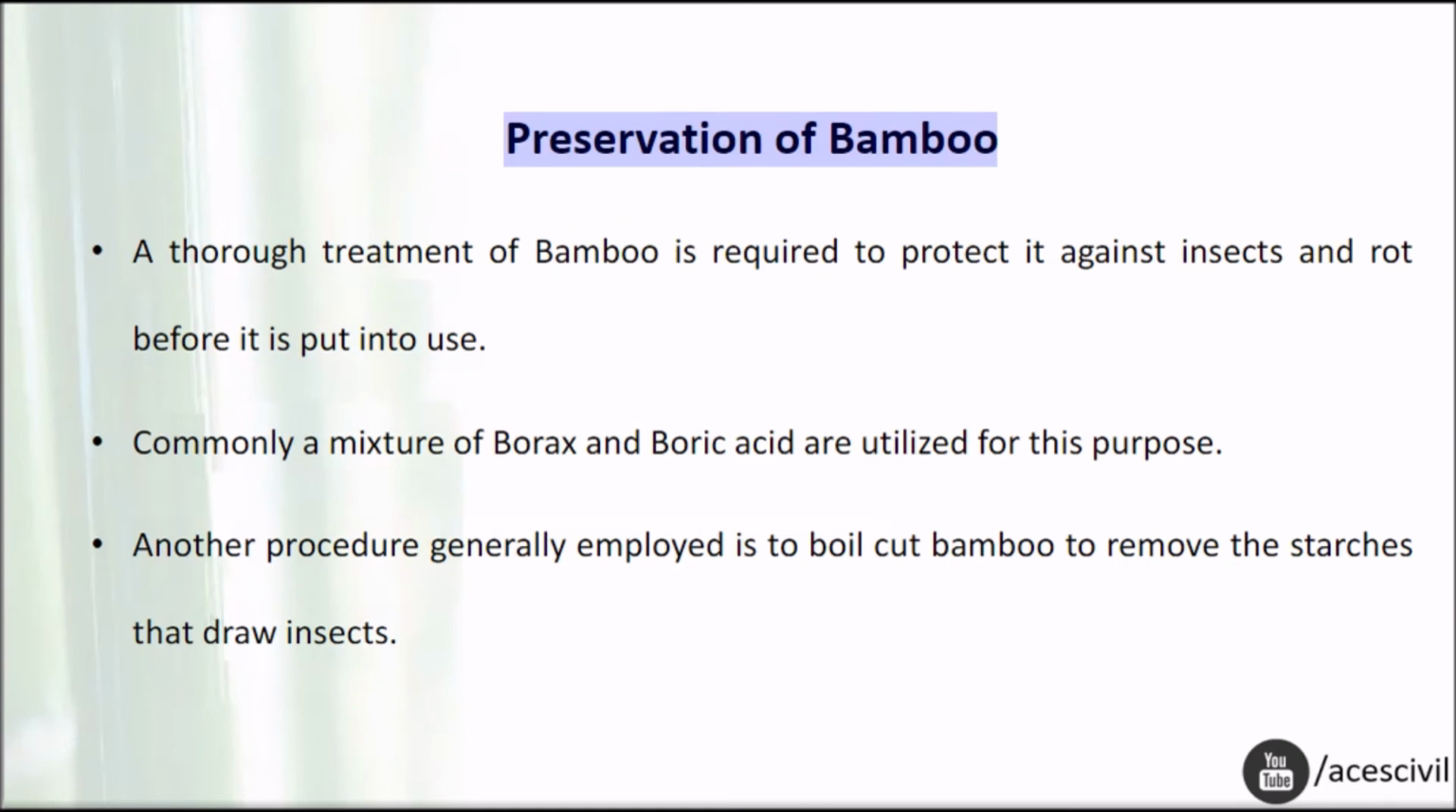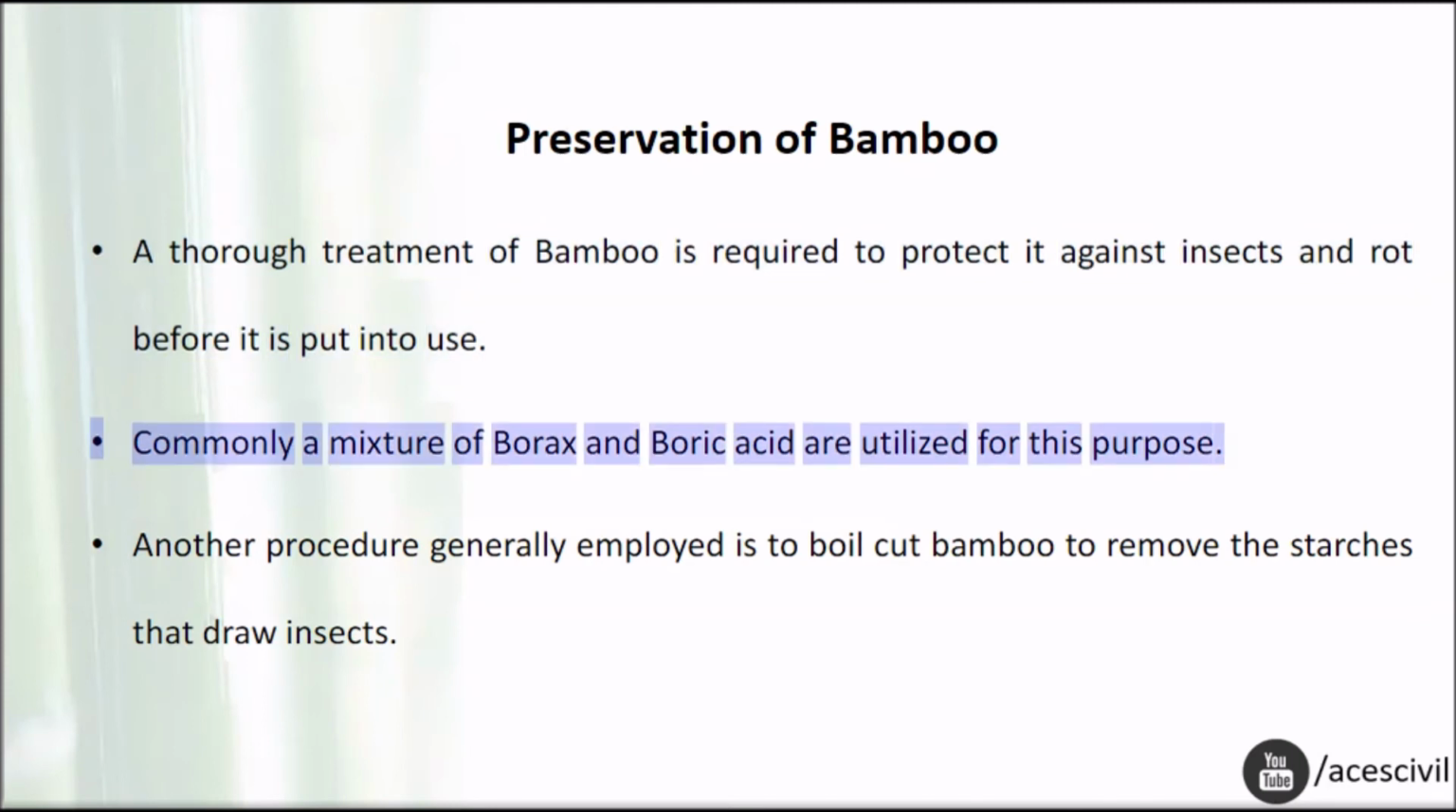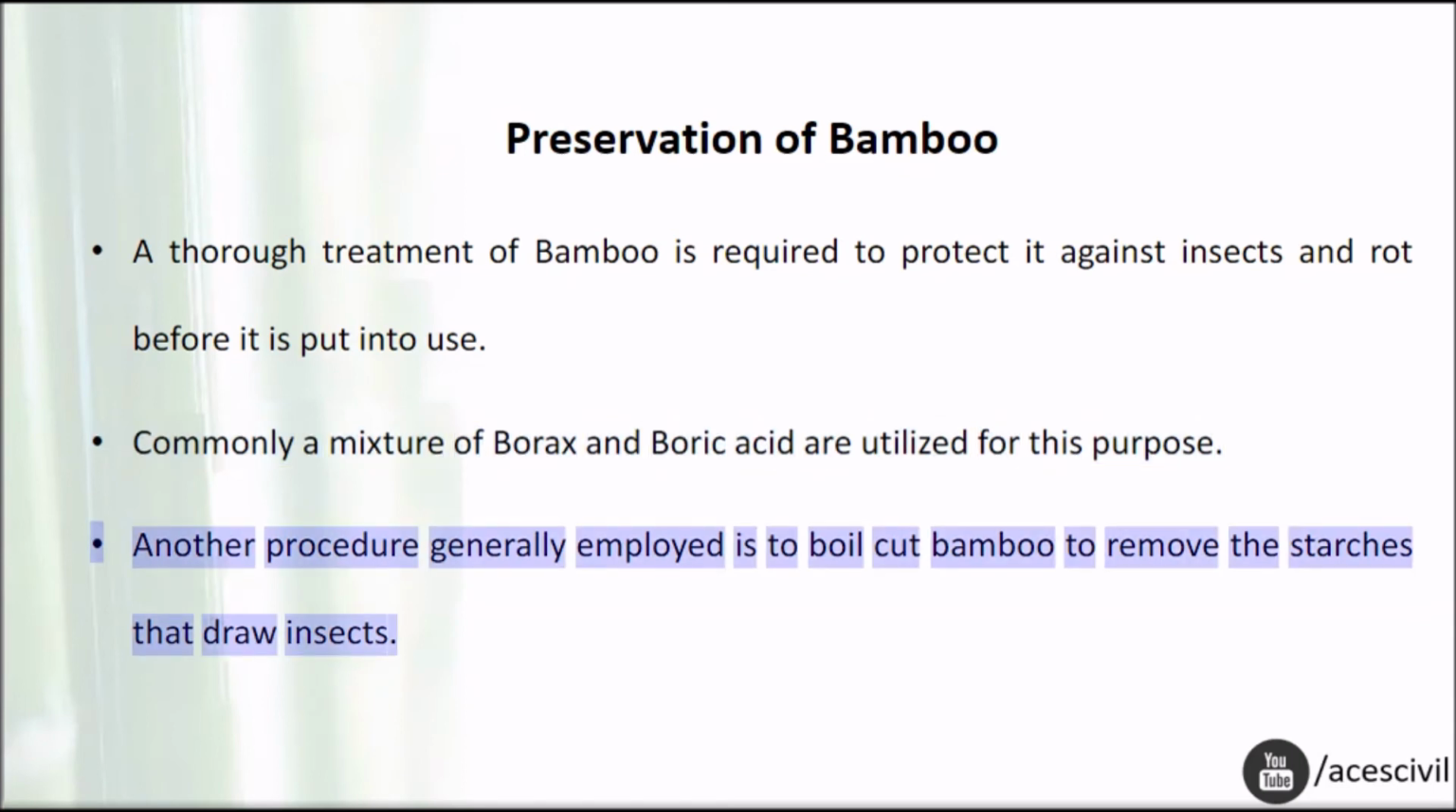Preservation of bamboo. A thorough treatment of bamboo is required to protect it against insects and rot before it is put into use. Commonly, a mixture of borax and boric acid is utilized for this purpose. Another procedure generally employed is to boil cut bamboo to remove the starches that draw insects.